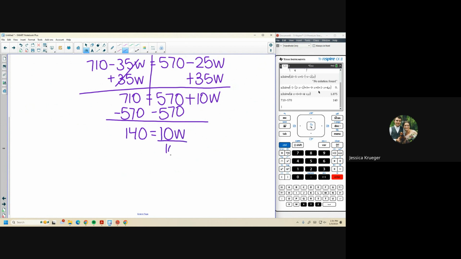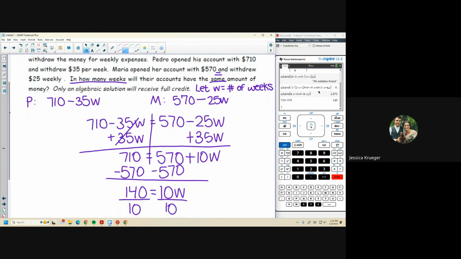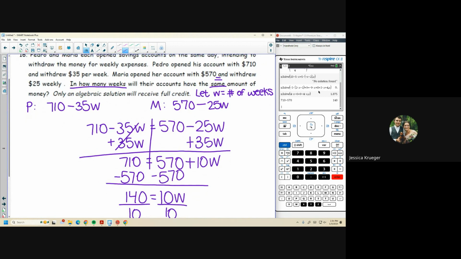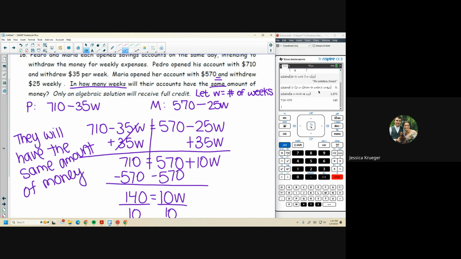So I can divide both sides by 10, and I get 14 equals W. So what does the question want to know? In how many weeks will their accounts have the same amount of money? They will have the same amount after 10 weeks. Or at 10 weeks, either or.